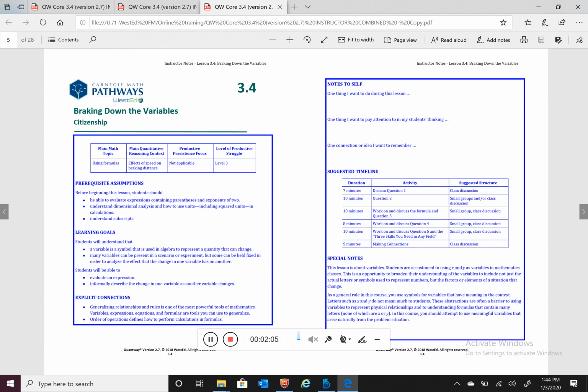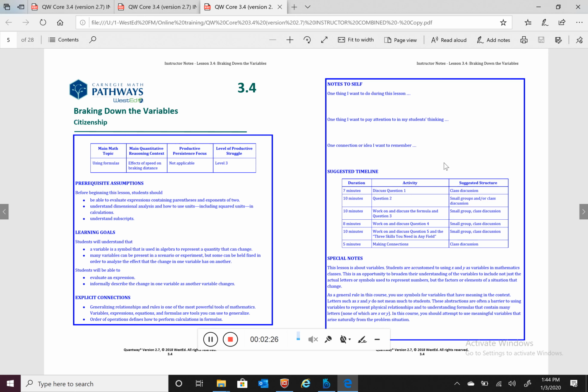So it has the math topic, it has the prerequisite assumptions, so things that we think students should know, the learning goals, which are also stated in the student notes, and then also explicit connections down here, which say how this lesson may connect to others.